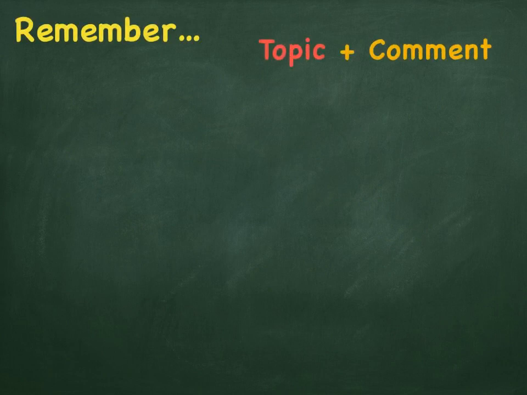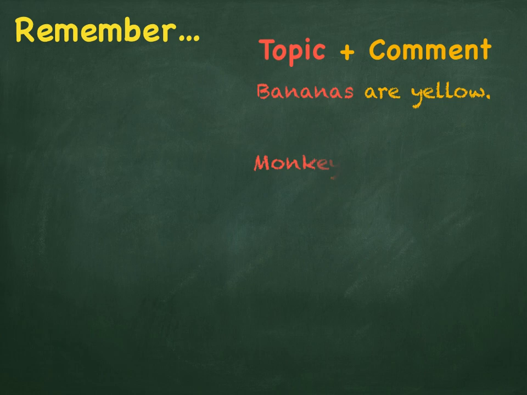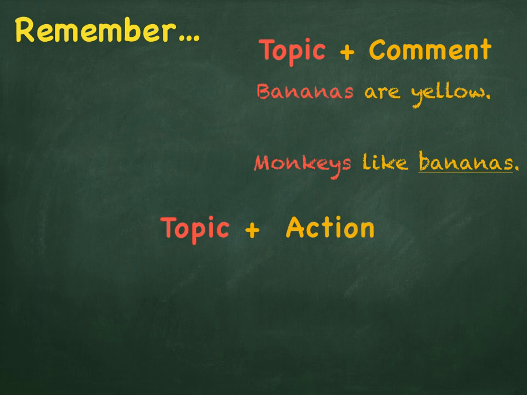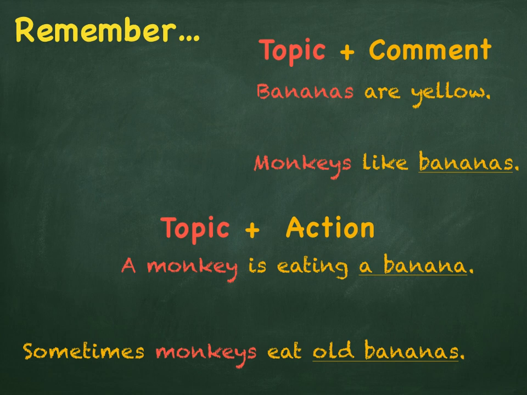First point. This is one simple way of understanding most basic sentences. The head of the sentence is the topic, and then there's a comment to explain something about the topic. Here are some examples. If there is an action, then you may think of it like this. And some more examples.